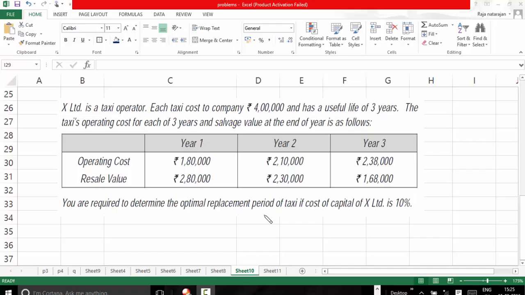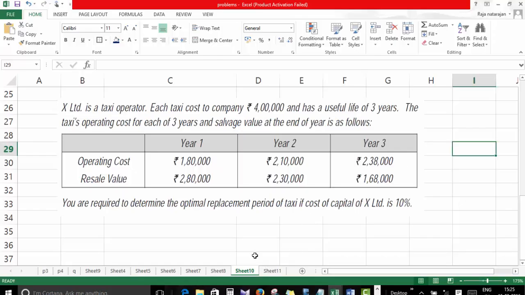You are required to determine the optimal replacement period of the taxi if the cost of capital is 10%. So here what basically you have to find is the optimal replacement period, when they should replace the taxi, whether they should replace at the end of year 1 or year 2 or year 3. And we have the information related to cash outflows from an investment point of view, which is 4 lakh, and the annual operating cost. Okay, so with this information we have to find.